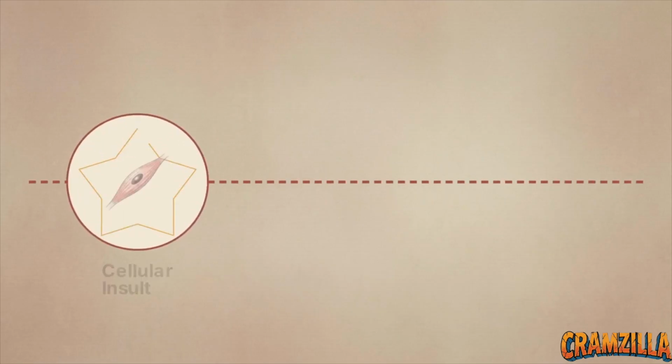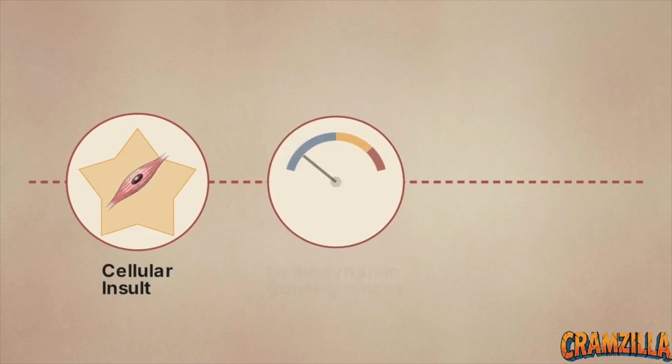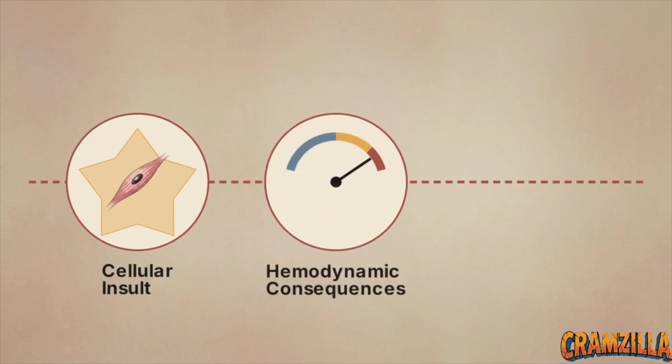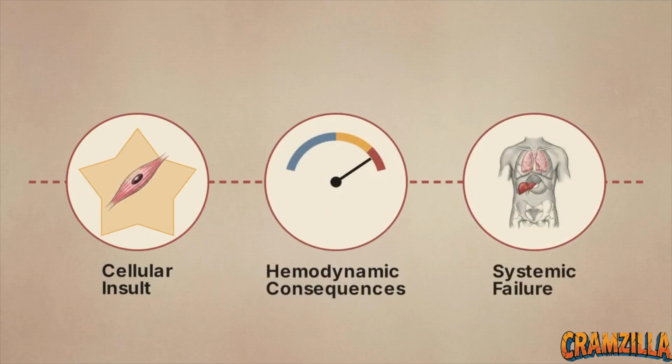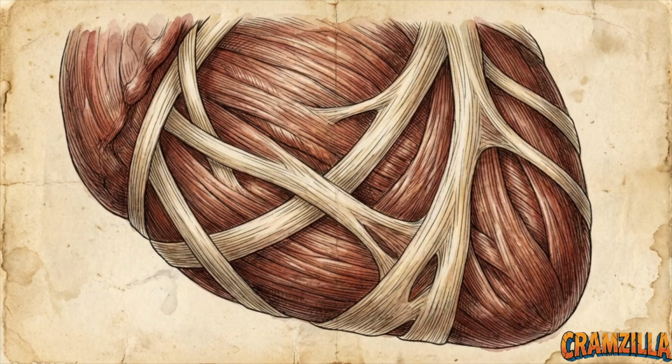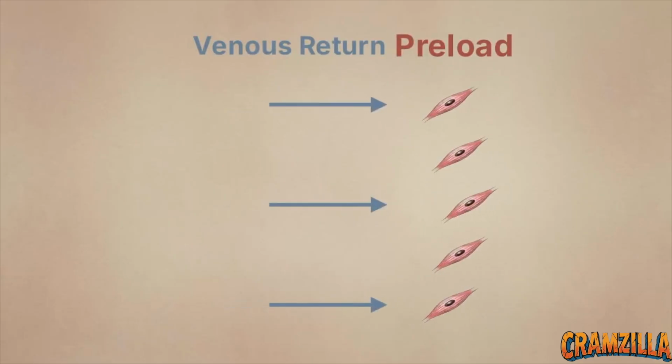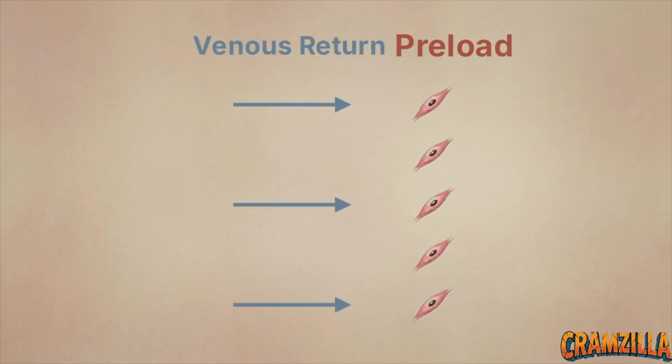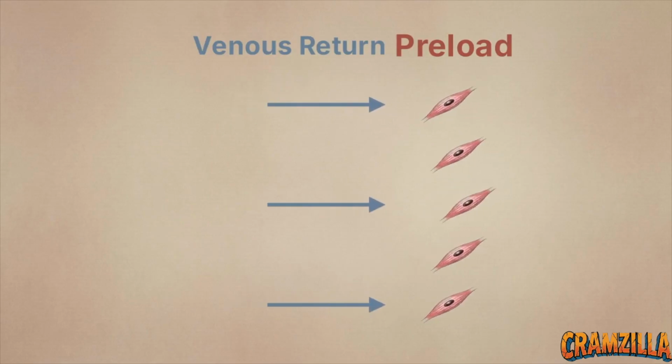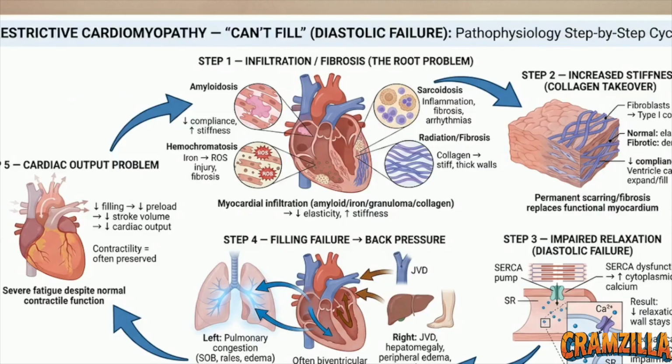We will trace this disease chronologically, from the initial cellular insult through the hemodynamic consequences, all the way to systemic biventricular organ failure. To understand RCM, you must look past the heart's ability to pump. The entire pathology stems from its inability to yield to preload. Preload is the initial stretching of the cardiac myocytes prior to contraction, driven by venous return. This diagram illustrates step 1.